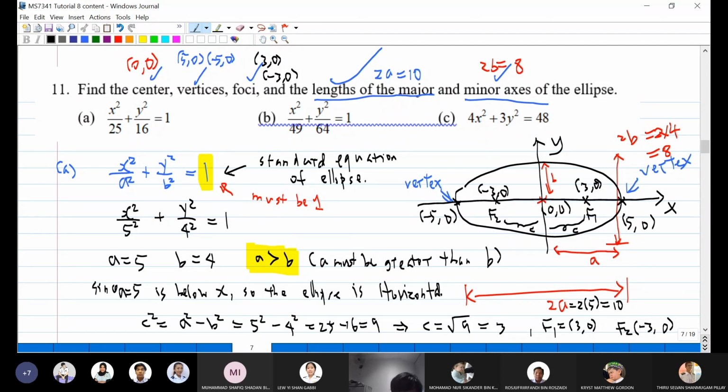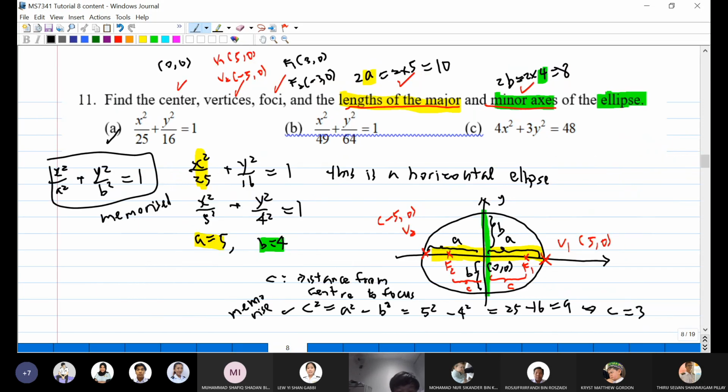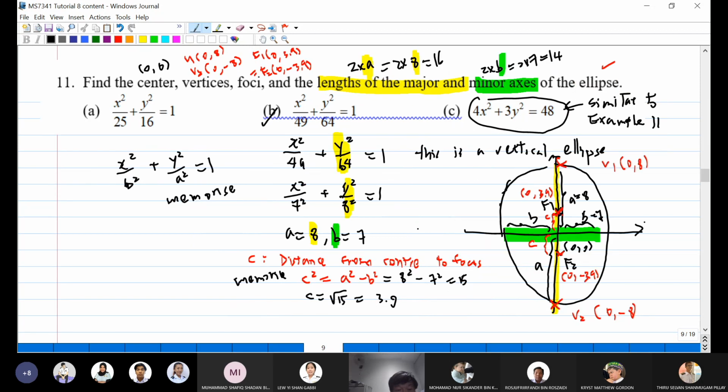So this question 11, let's say 11b now, right? These are some of the things you need to memorize. Memorize the equation of the ellipse, memorize how to find the distance from the center. So let's move on to the next one. I'm going to show you how to do 11b. Let me copy 11b.